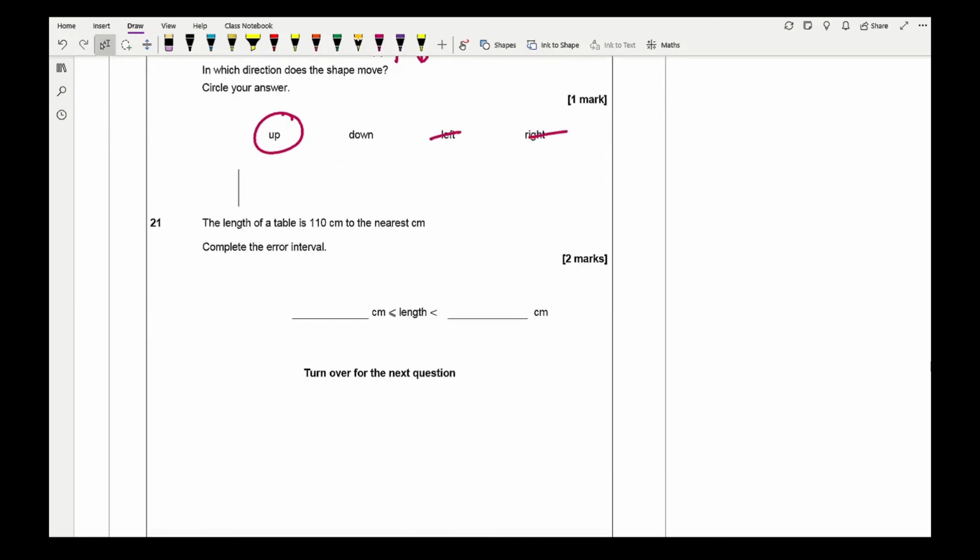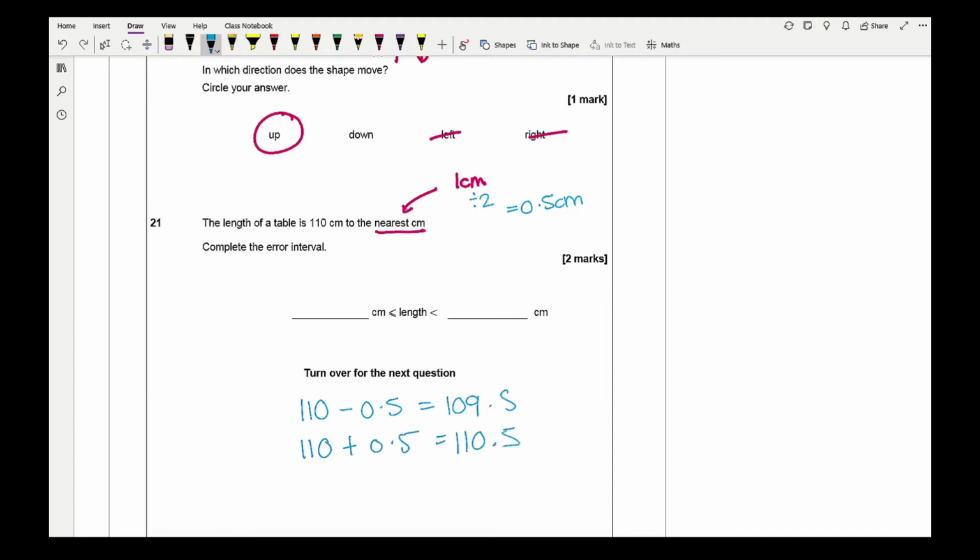Now question 21, and this is upper and lower bounds. The question says that the length of a table is 110 centimetres to the nearest centimetre. Complete the error interval. Now the nearest centimetre is 1 centimetre. If I divide that by 2, I get half a centimetre. So to find the upper and lower bound, I do 110 minus 0.5, which is 109.5, and then 110 plus 0.5, which is 110.5. So my lower limit is 109.5 and my upper limit is 110.5.